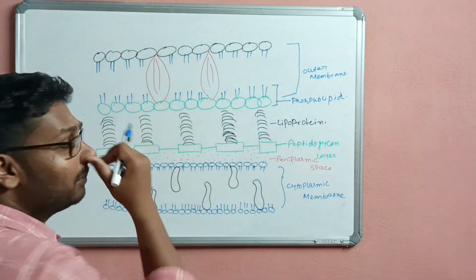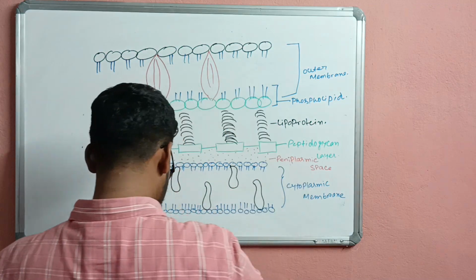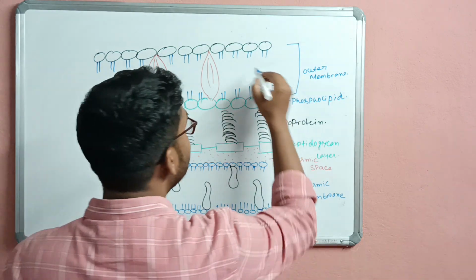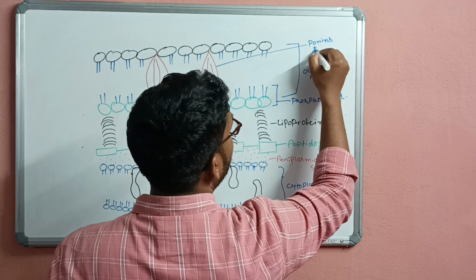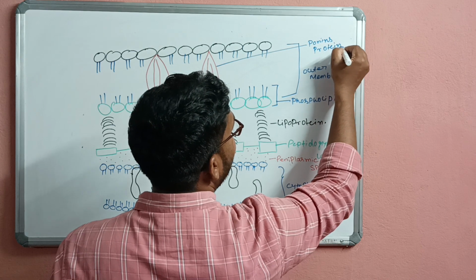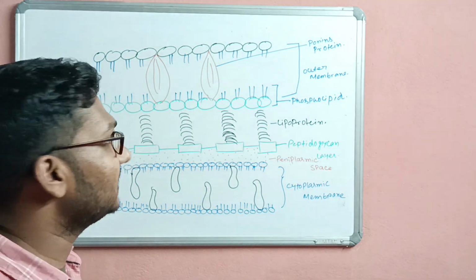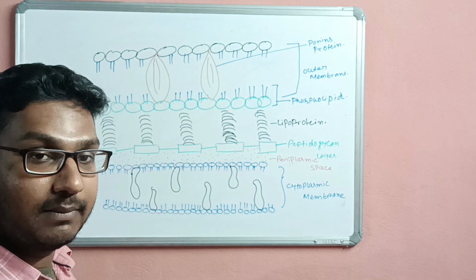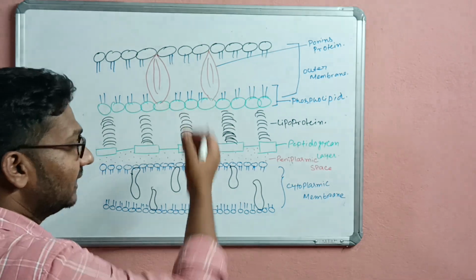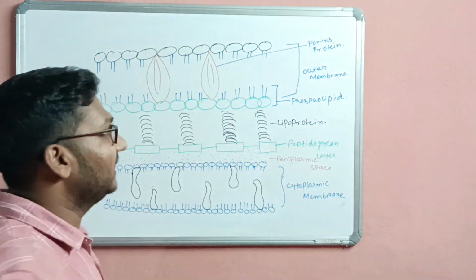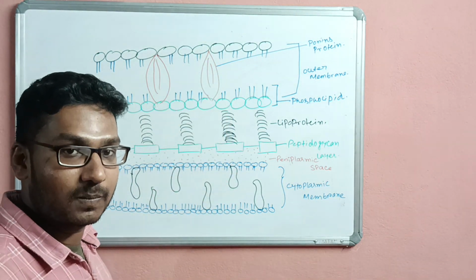In that layer there are many porin proteins. This one is the porin protein, P-O-R-I-N-S. It is also called the transmembrane protein. What is the function? Many chemical molecules can easily enter inside the gram-negative bacterial cell wall by passing through this porin protein. Okay, clear?